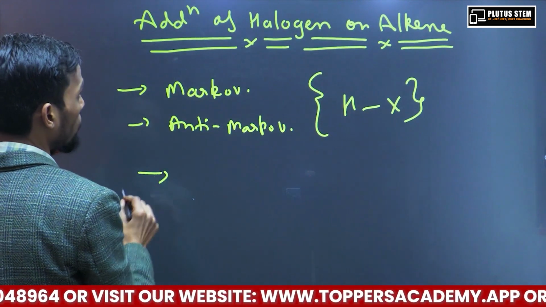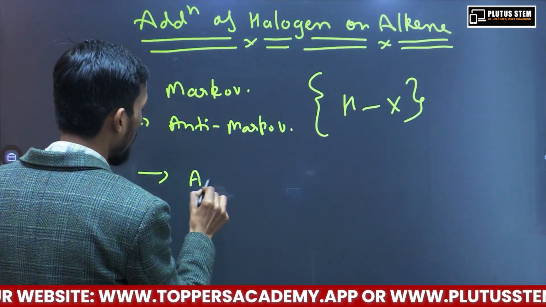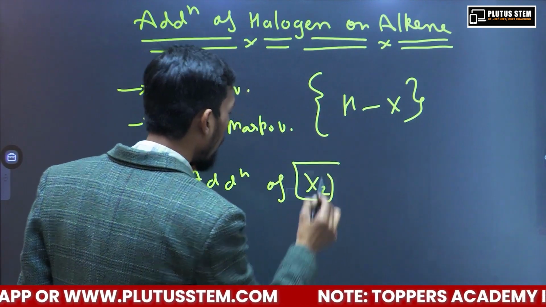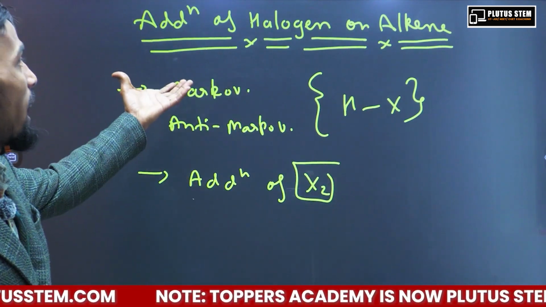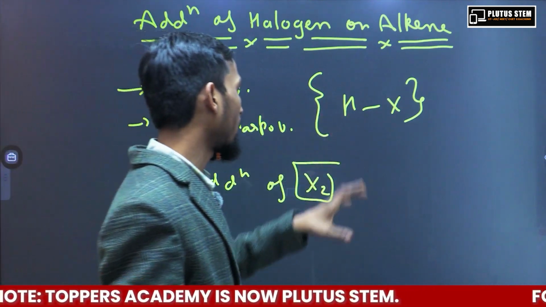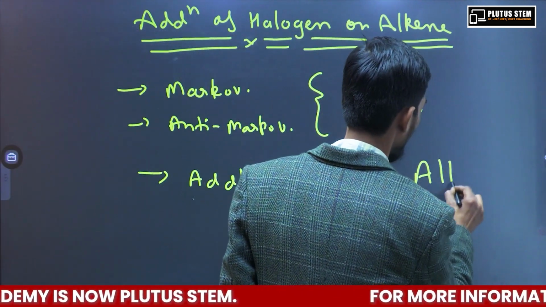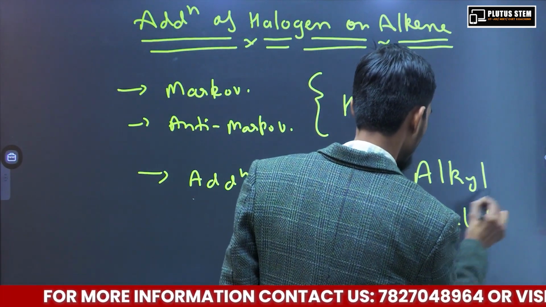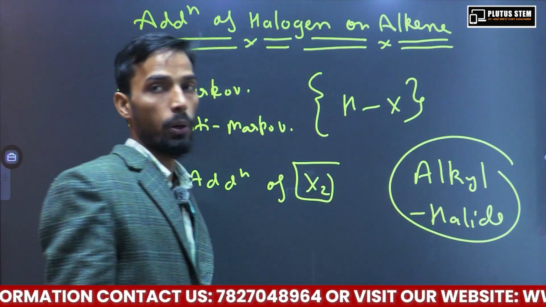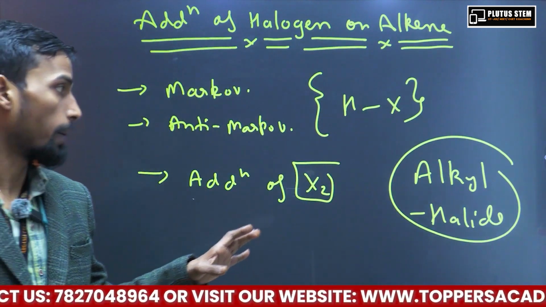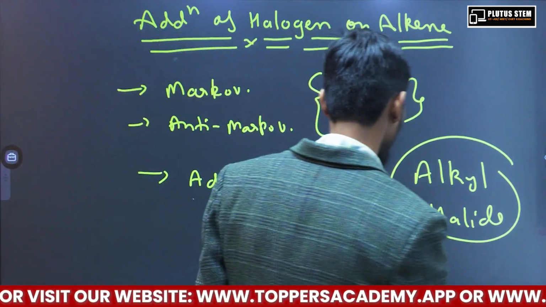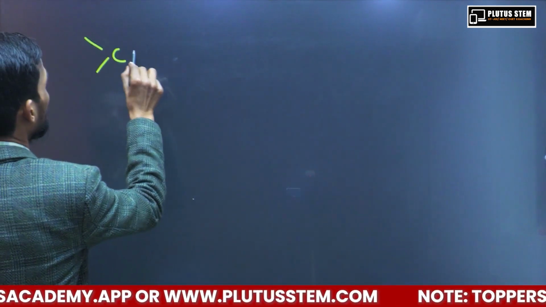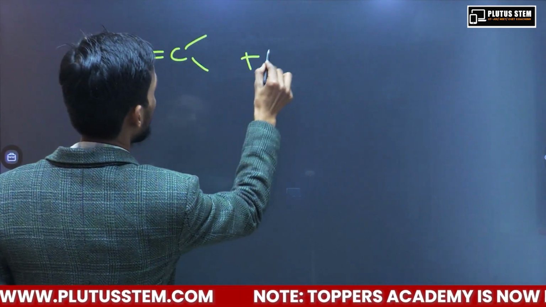Today's class we are going to discuss the addition of X2, how the alkene reacts with this X2 and we get the alkyl halide. Our main purpose is to prepare alkyl halide because we are studying alkyl halide preparation. So today we will discuss how, with the help of this alkene, we can prepare this.